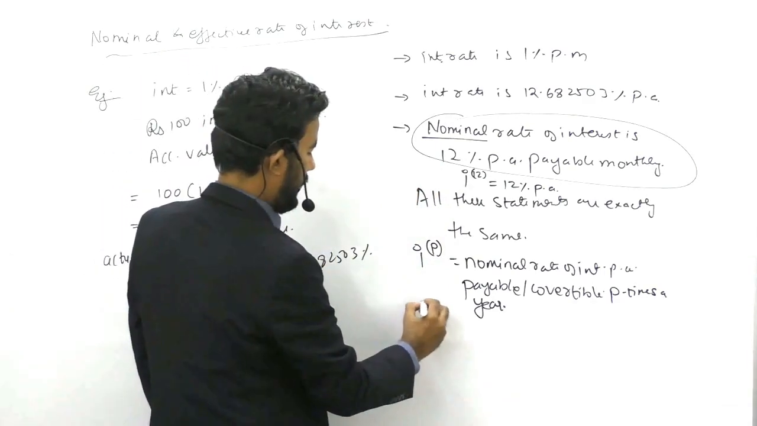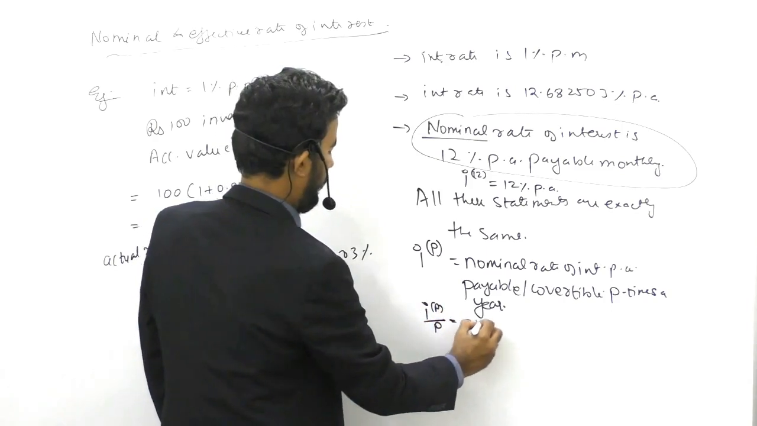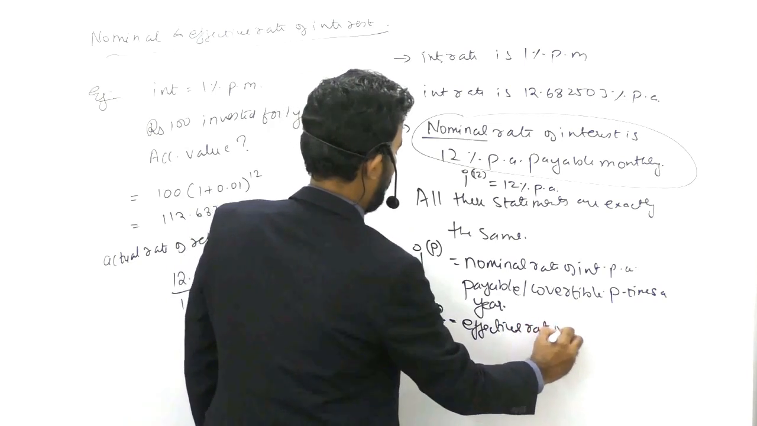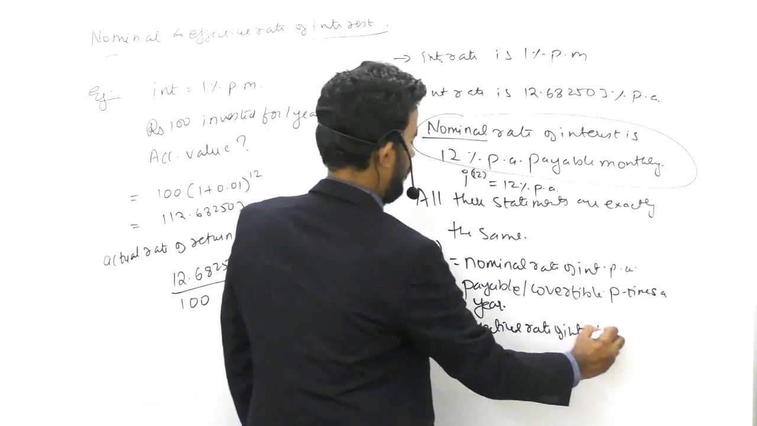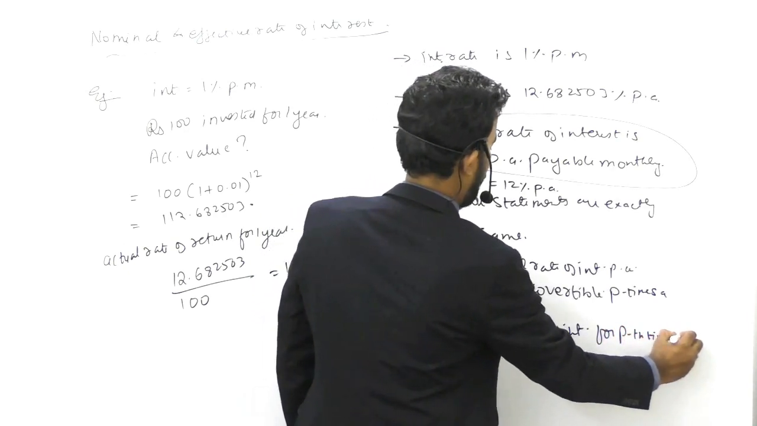Similarly, I(p) upon p is the effective rate of interest for the pth time period.